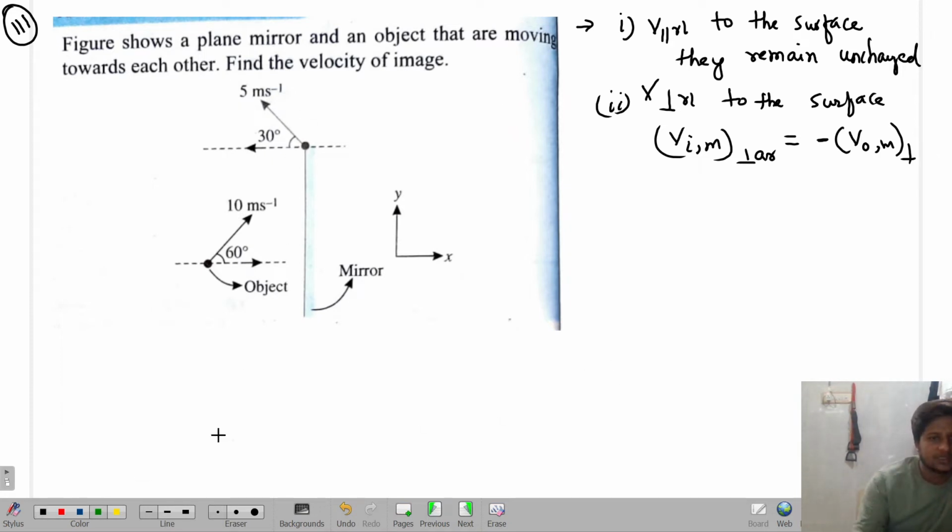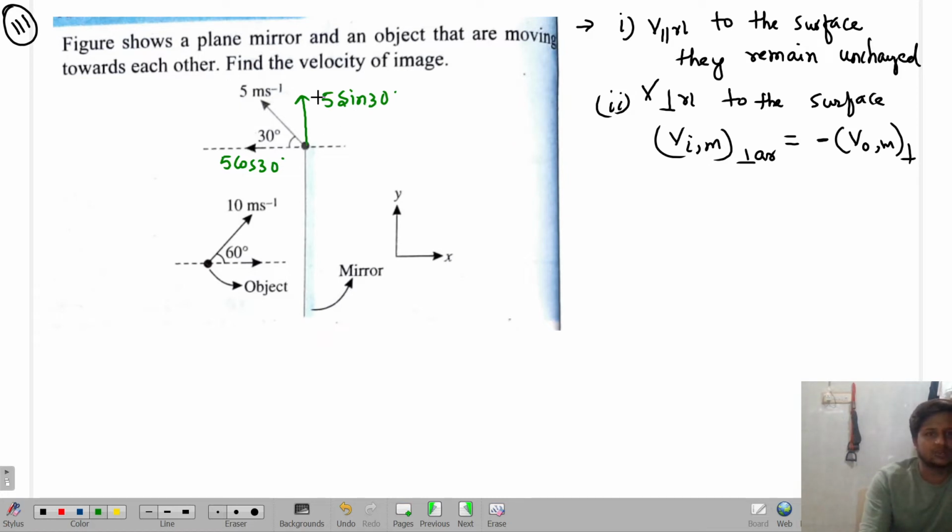So try to understand this. The velocity of the mirror will have two components, one along the surface, that is 5 cos 30. Tell me, Gagan. Sir, the answer is 5 root 5. The answer is 5 root 5. I think it is a little bit correct, but let us see what the answer should be. So 5 sin 30, and here it will be 5 cos 30, perpendicular to the surface.